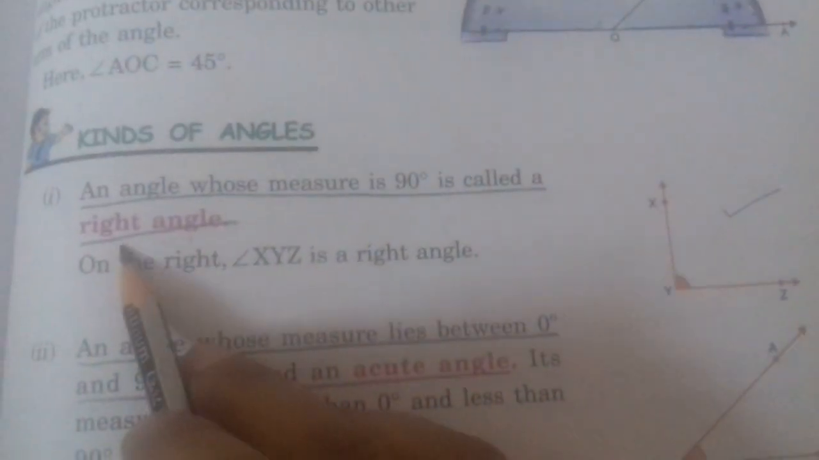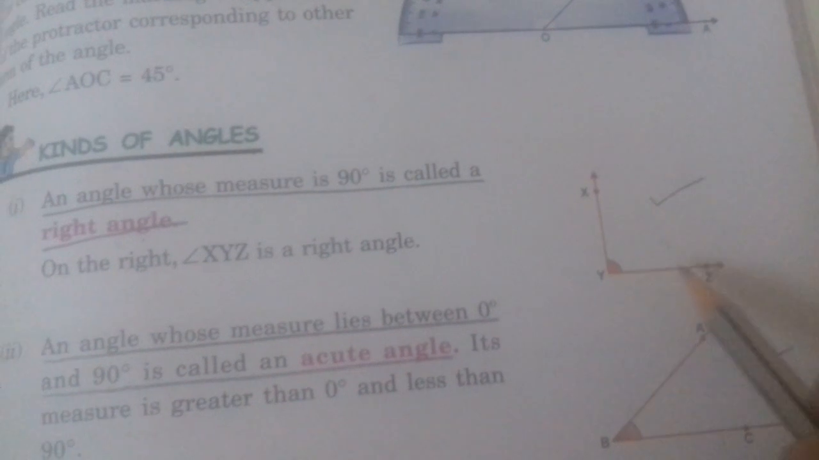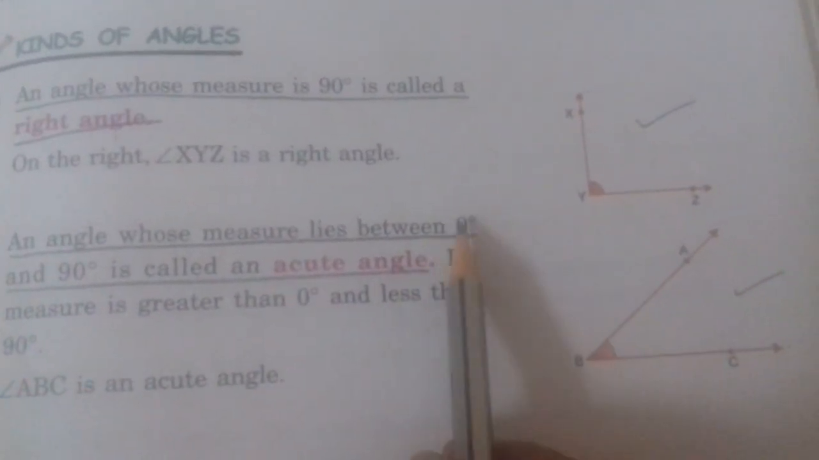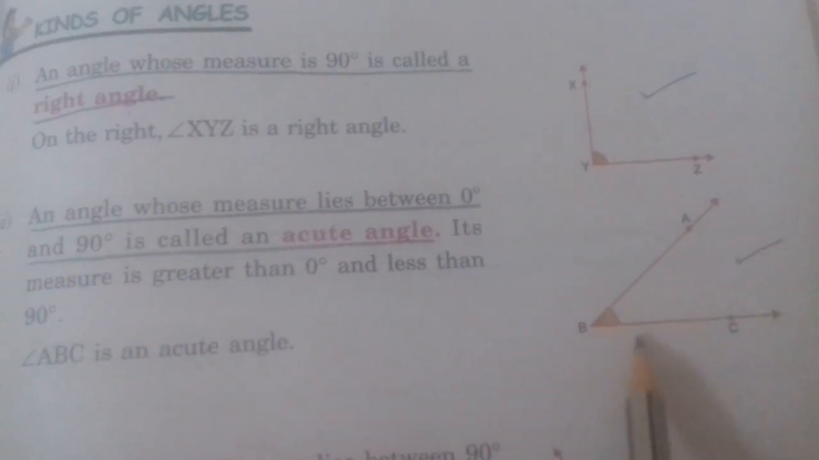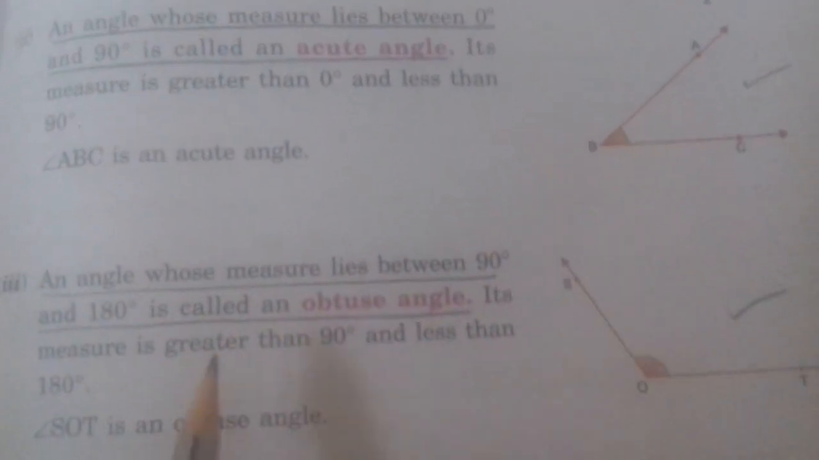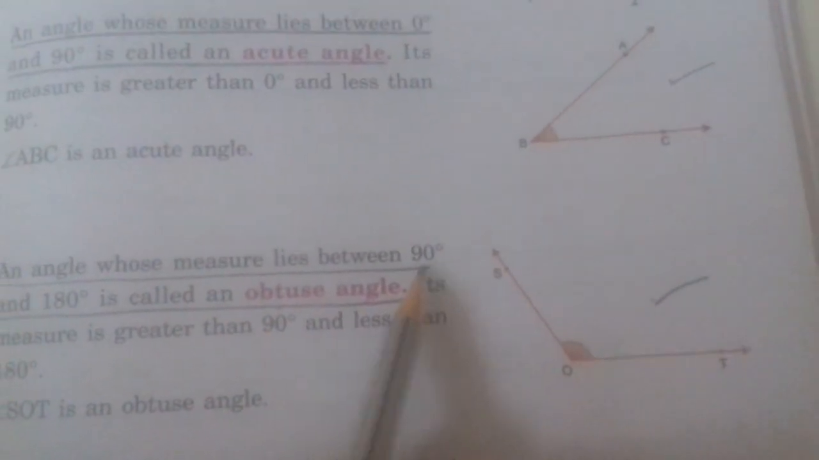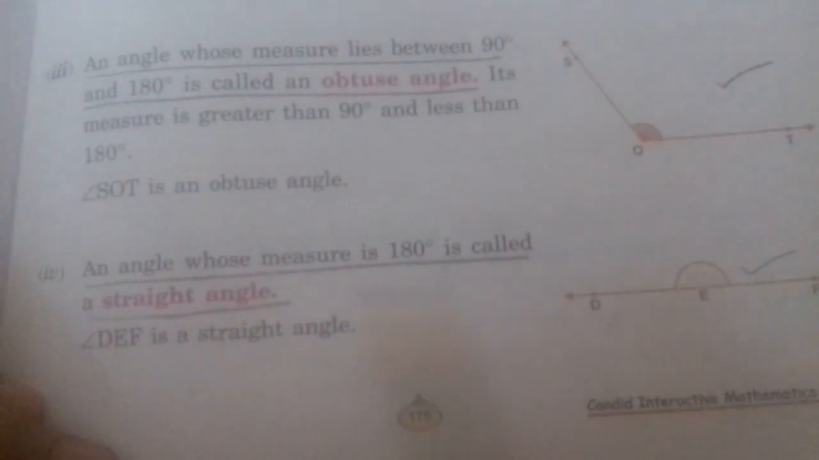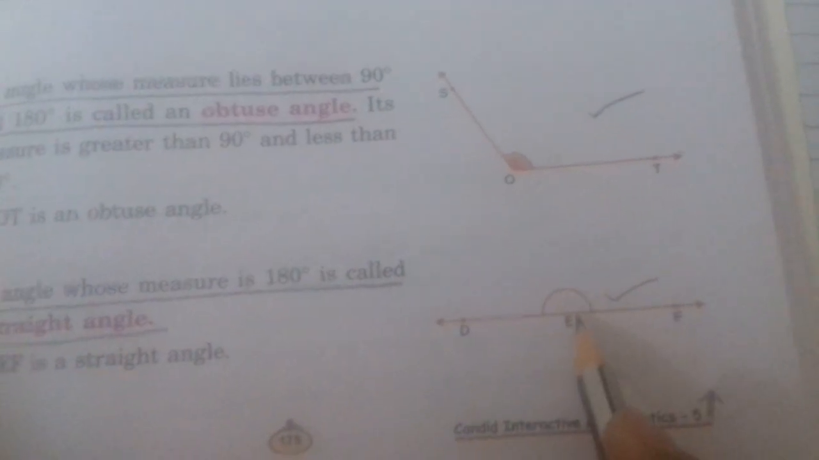Look here. Yes, right angle. You know that its measure is 90 degree. It is this kind of angle. Acute angle is between 0 to 90. I already told you that this is acute angle. Obtuse angles are those whose measure is between 90 to 180. Straight angle is a straight line angle whose measure is 180 degree.